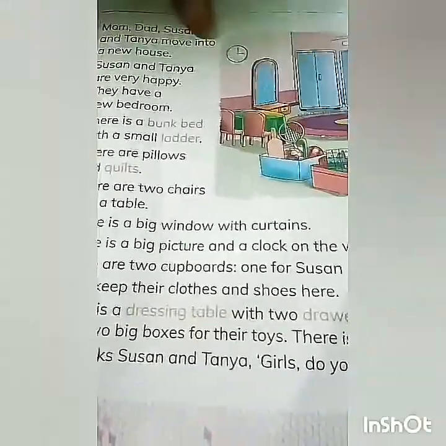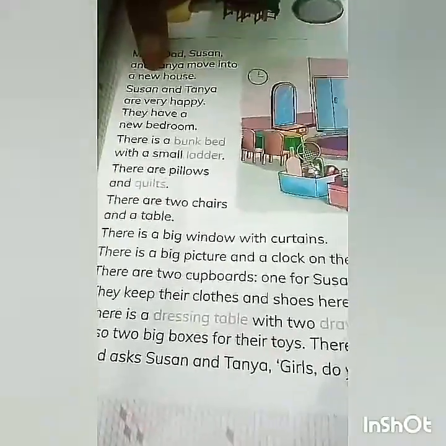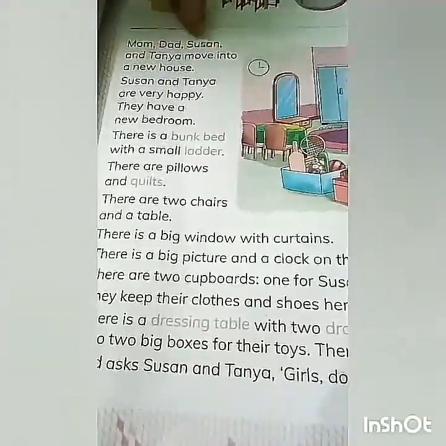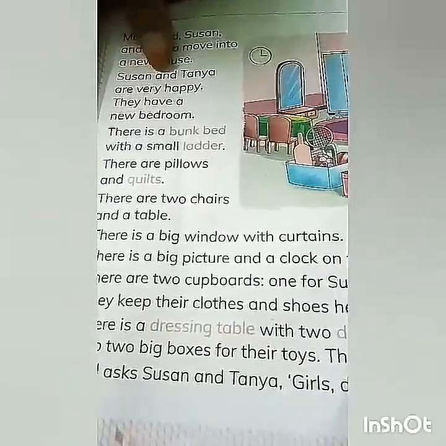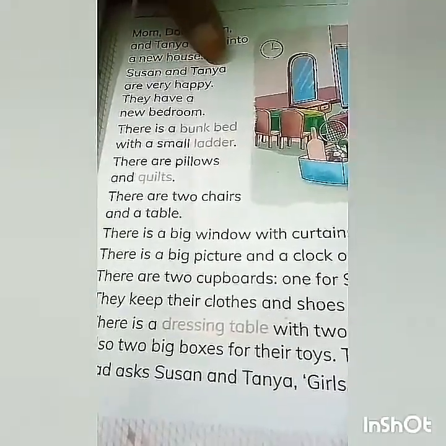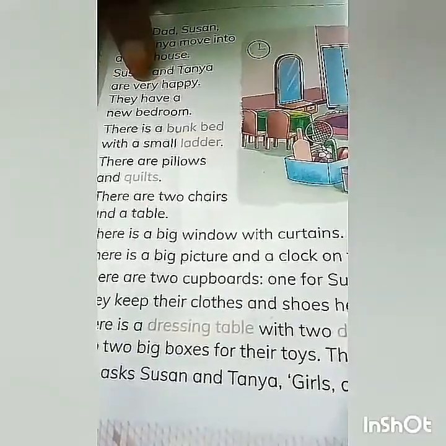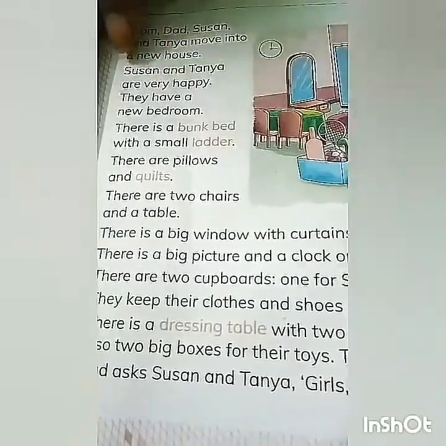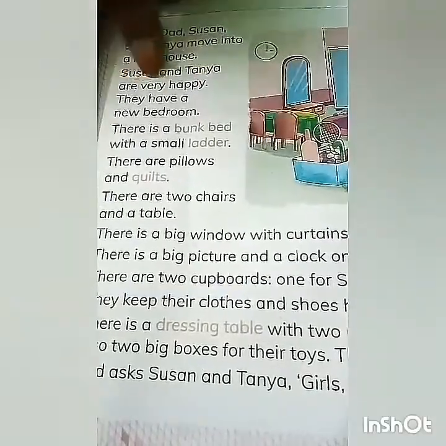M-O-V-E, move. I-N-T-O, into. A, N-E-W, new. H-O-U-S-E, house. Mom, Dad, Susan and Tanya move into a new house. S-U-S-A-N, Susan. A-N-D, and. T-A-N-Y-A, Tanya. A-R-E, are. V-E-R-Y, very. H-A-P-P-Y, happy. See here again, S capital letter, T capital letter. Susan and Tanya are very happy.